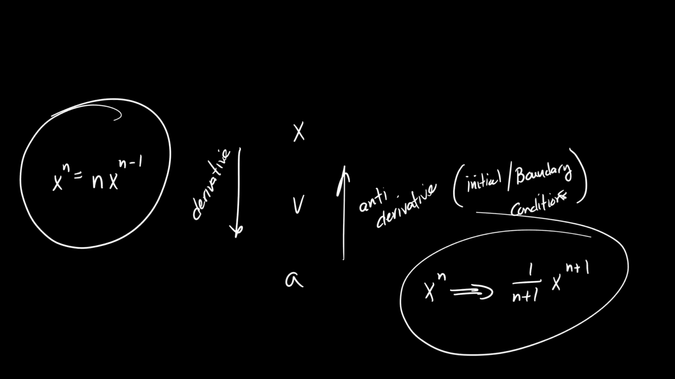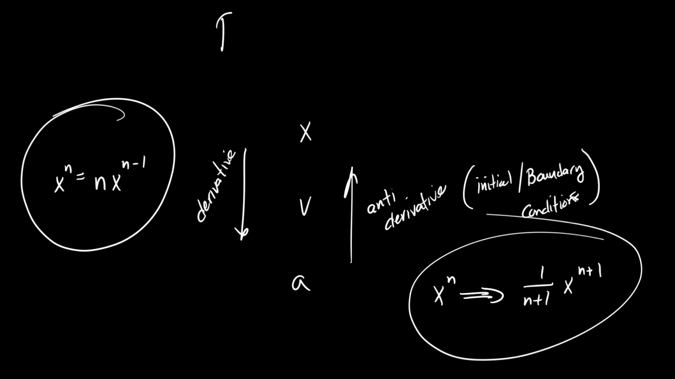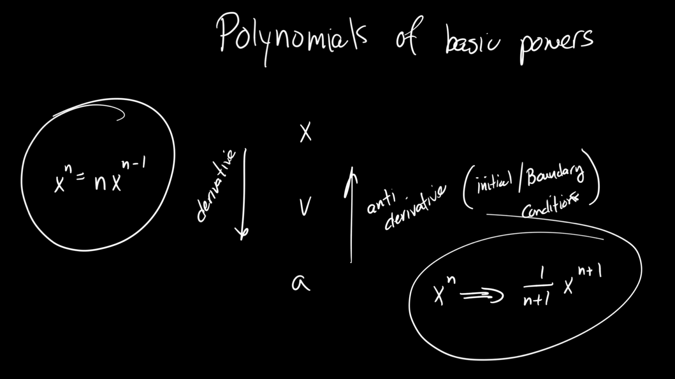But I want to make sure, over all the top of this, I remind you that this is only going to work for you for polynomials. Polynomials of basic powers. We do anything else, we start having trouble. For example, there are things we can't do with this. What if I tell you that the acceleration is 5 divided by x? Can you try and come up with an expression for velocity? You're going to have a problem.